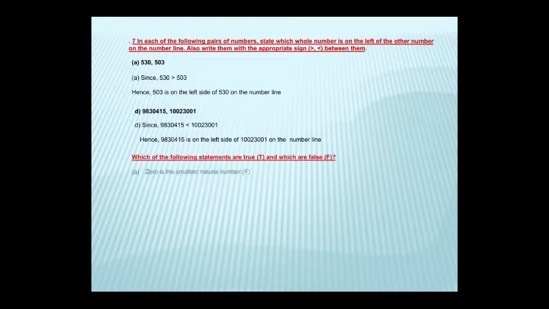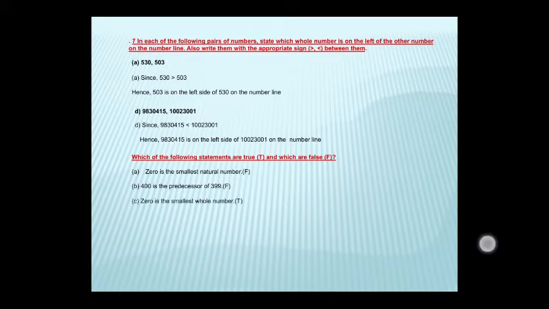Which of the following statements are true, which are false? 0 is the smallest natural number. 0 is not the smallest natural number. 1 is the smallest natural number. So, it is a false statement. 400 is a predecessor of 399. See, the predecessor of 399 means minus 1. It is a false statement.